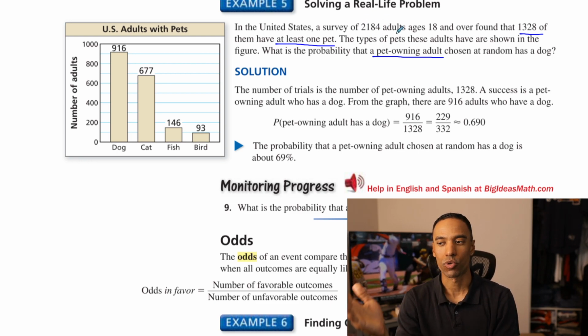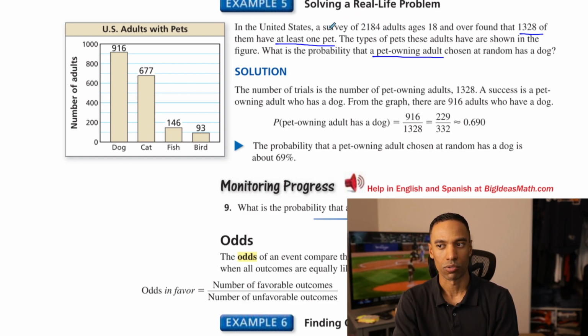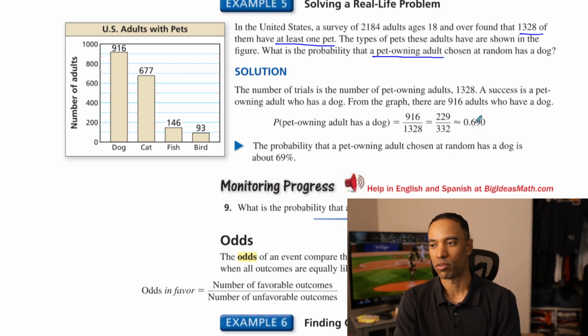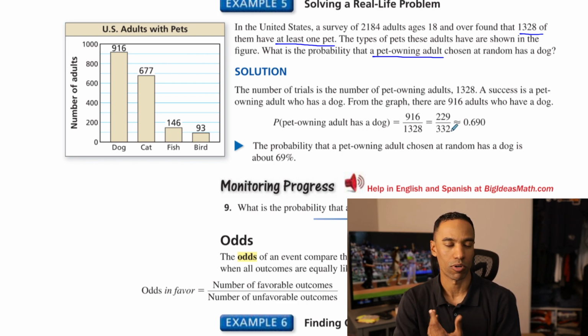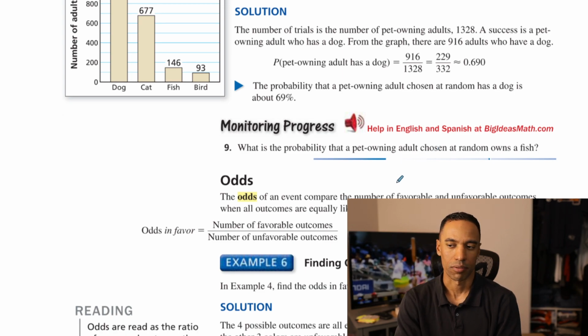Okay, I guess I don't know if the 2184 actually comes into play. But you're not dividing by 2184. There was a survey of that many people. That's not being used, just the pet owners. The probability of pet owner, and that's around 0.69. So 69% probability that a random adult chosen at random has a dog in this set.